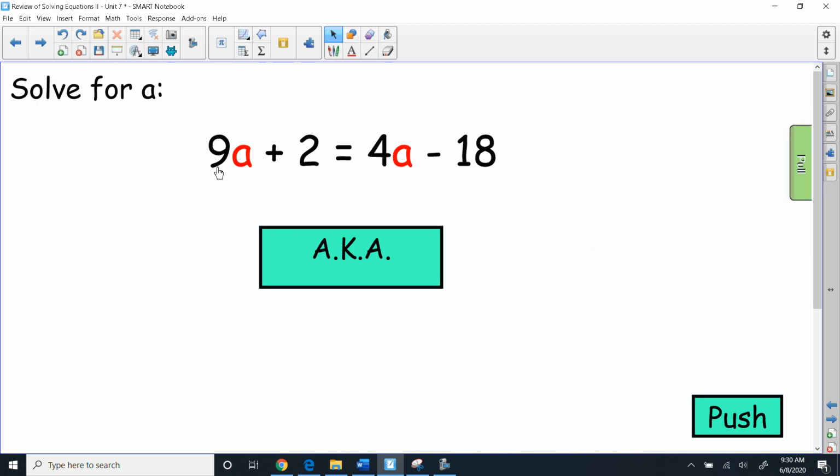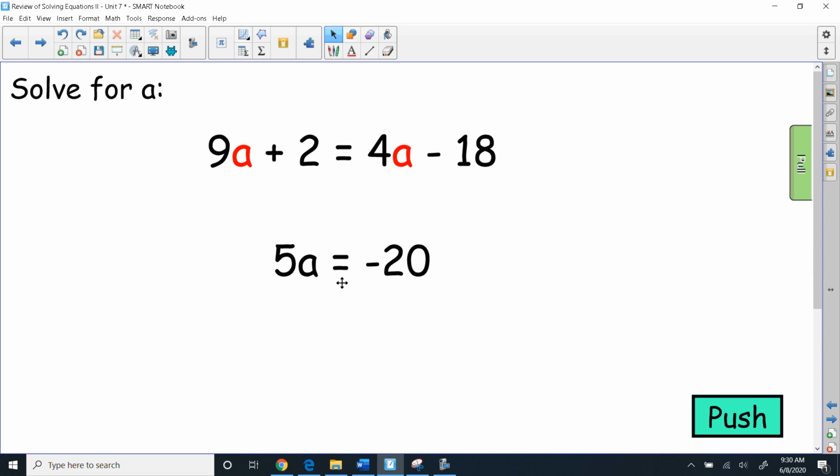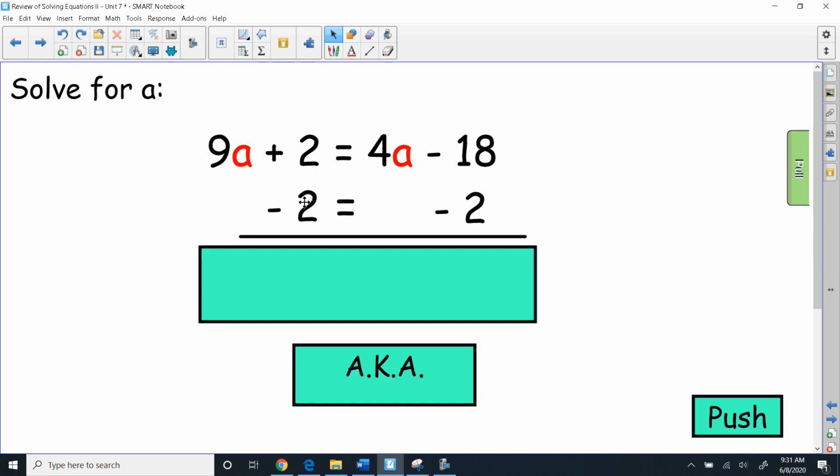Here's our equation. Solve for a. 9a plus 2 equals 4a minus 18. So we need to get our numbers on the right side. And you notice if this 4a was not there, we would be minusing 2 from both sides. So let's use the opposite of plus 2, which would be minus 2. So we would minus 2 from both sides.